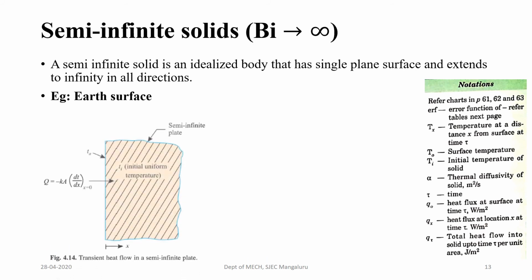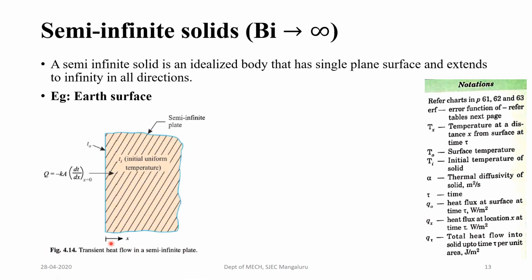This is a figure which is shown here. This is a solid surface and its temperature is T naught. Ti is the initial temperature of the body. Suddenly there is a heat flow or the temperature varies, then temperature at depth also will vary. So this is the x direction. Now if I have to find temperature at any point x comma t, it is very easy.